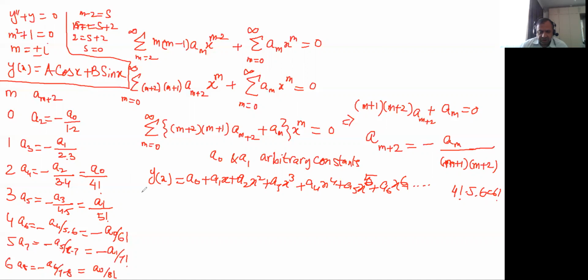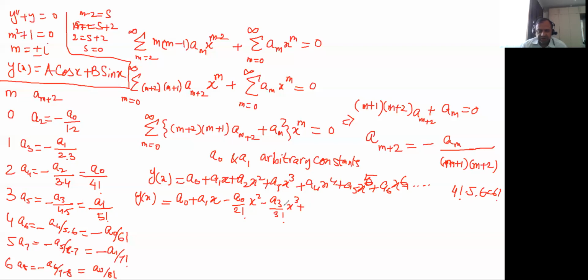So now I can put it like this: y of x is equal to a naught plus a1, which were the arbitrary constants. And what is a2? A2 is minus a naught over 2 factorial, so it is minus a naught over 2 factorial x square. And what is a3? A3 is minus a1 over 3 factorial, since 2 times 3 we can write as 3 factorial. So minus a1 over 3 factorial x cube.